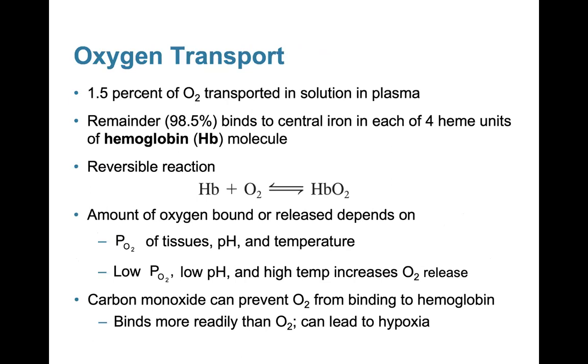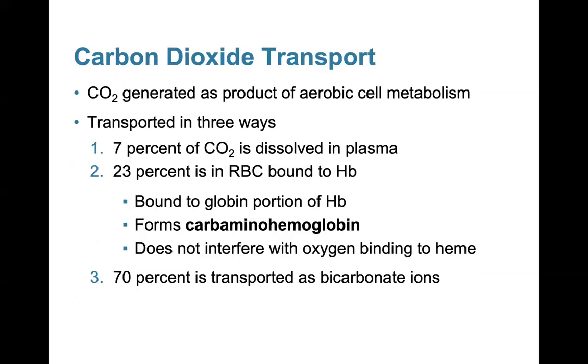So oxygen transport: about 1.5% of oxygen is transported in solution in plasma, which is not a lot at all. The remainder, 98.5%, binds to the central iron atom in each of the 4 heme units of hemoglobin. This is a reversible reaction. This is how it gets transported in the red blood cells, bound to hemoglobin. Now, a little problem is that carbon monoxide can prevent oxygen from binding to hemoglobin, and it actually binds much better than oxygen, and this can lead to hypoxia, which can lead to death.